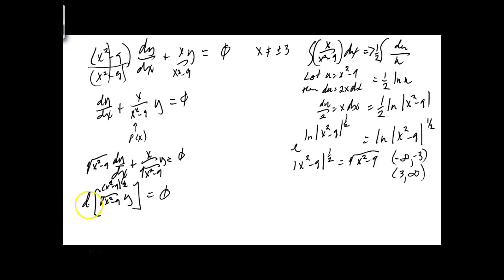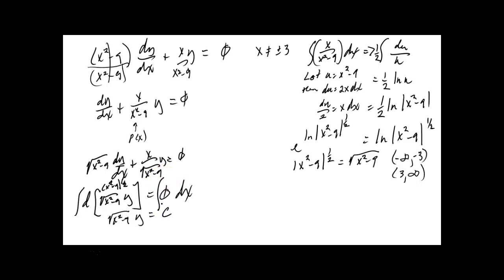Well, you can put your dx over here. Sorry about that. And basically, this just becomes a constant. So the integral of this is the square root of x squared minus 9 times y is equal to some constant c. Right? If you integrate 0, you get a constant.